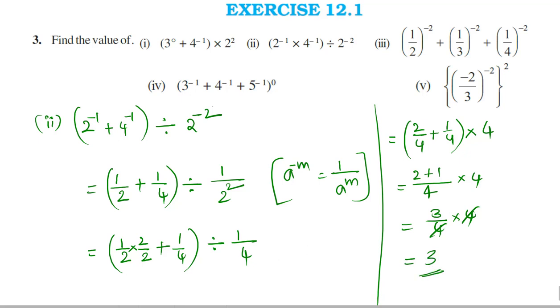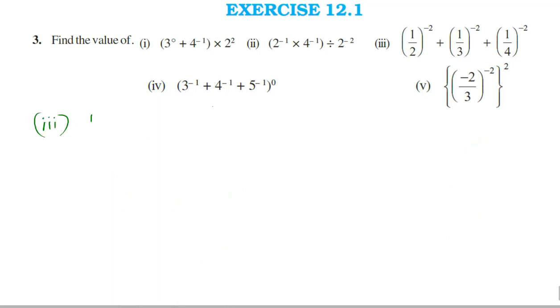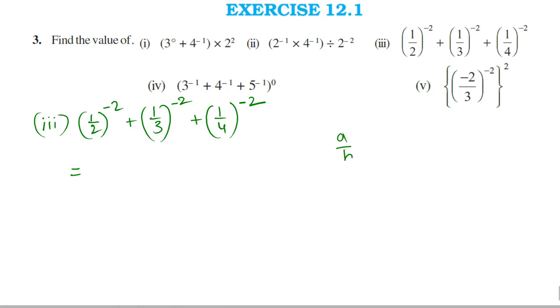Let us go to the third question. Third one: 1 by 2 whole to the power of negative 2 plus 1 by 3 whole to the power of negative 2 plus 1 by 4 whole to the power of negative 2. These are in the form of a by b whole to the power of minus m. To remove the minus symbol, we can simply switch numerator to denominator and denominator to numerator. That means a by b is written as b by a, then whole to the power of m. Remove the minus symbol and write m.